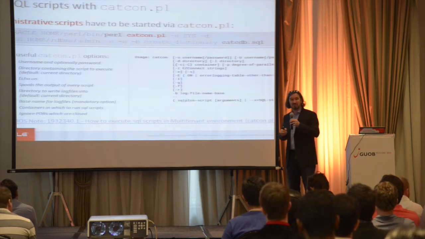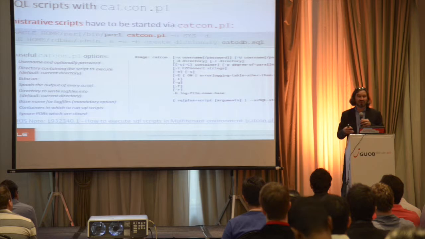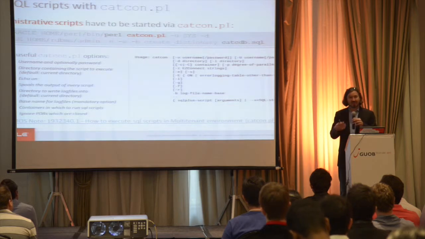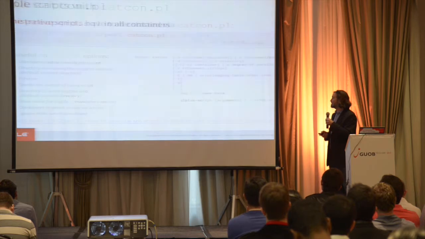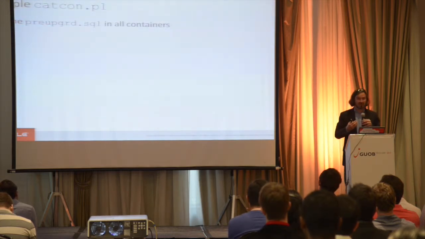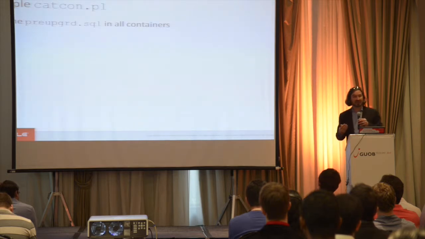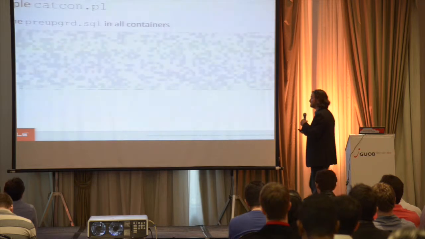Think of that like a marriage which is arranged. So you don't know your partner before, but there's no way out. And that's how you could treat catcon. It has a lot of options, and I'll show you a simple example for catcon. I would like to run the pre-upgrade script. That's the pre-upgrade check script. And it needs to be run in the root, in the seed, and also in a pluggable database.